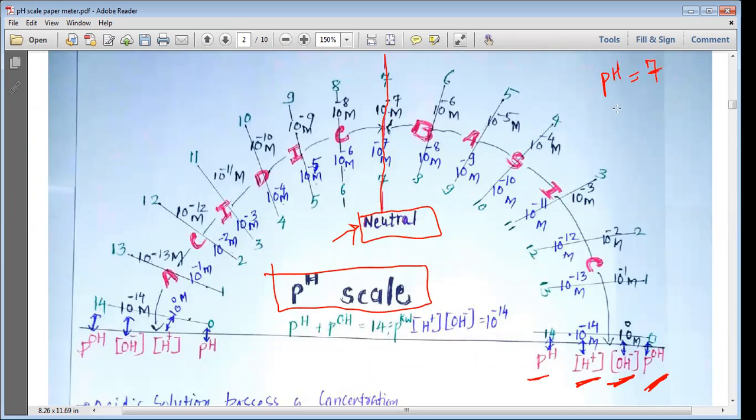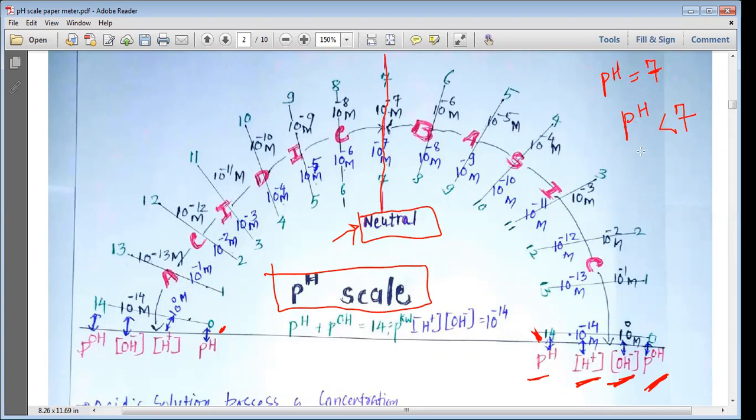Now, what about other values? The pH can have values ranging from 0 to 14. So it is 0, 1, 2, 3, 4, 5, 6, 7, 8, 9, 10, 11, 12, 13, 14. So the value of pH can range from 0 to 14.